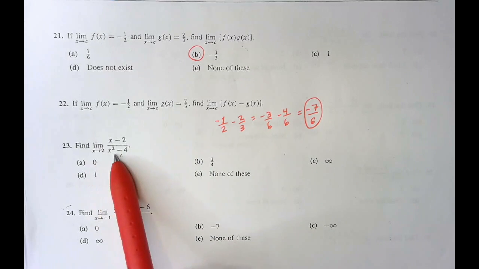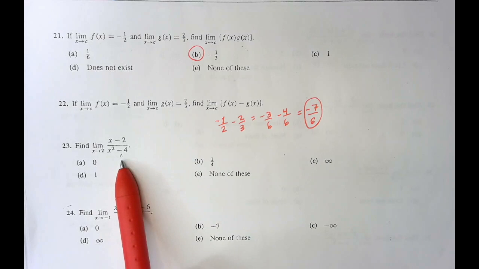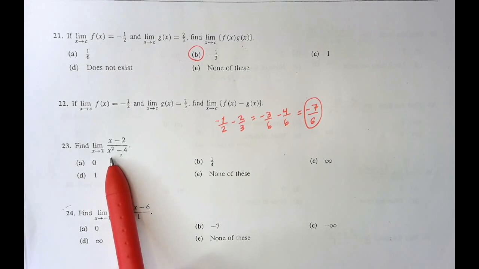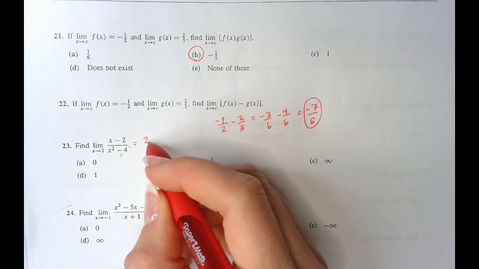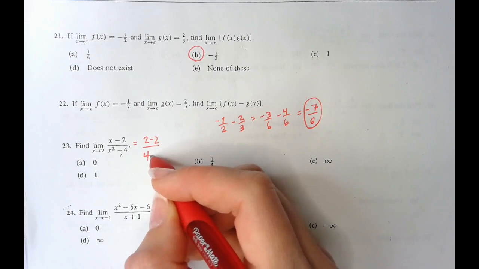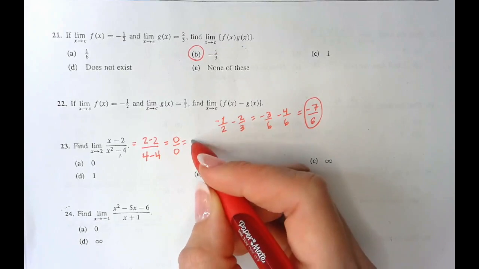Here, now it gets interesting. I shouldn't have to go way in depth. We should understand that this denominator factors to x plus 2 times x minus 2. You should see that right away before you even start doing anything. If you try direct substitution, you're going to get 2/(4 minus 4), which is 0/0, which is clearly indeterminate form.